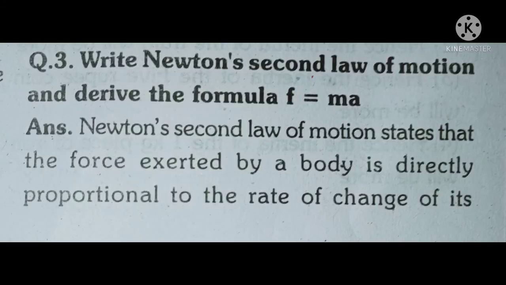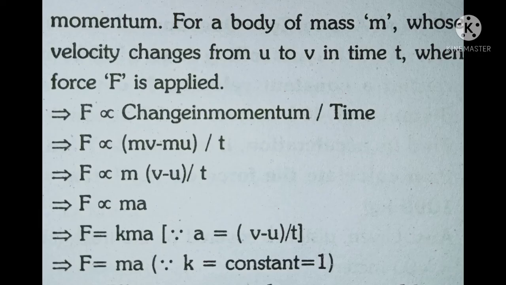Question third. Write Newton's second law of motion and derive the formula F is equal to ma. Answer. Newton's second law of motion states that the force exerted by a body is directly proportional to the rate of change of its momentum. For a body of mass m whose velocity changes from u to v in the time t when force F is applied, F is equal to change in momentum upon time, F is equal to mv minus mu upon time, F is equal to m(v minus u) upon t, F is equal to ma, F is equal to kma, therefore a is equal to v minus u upon t.